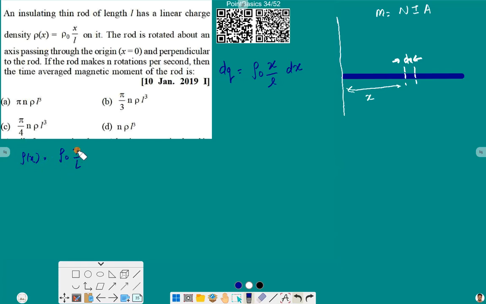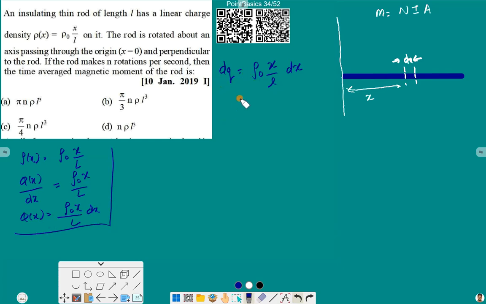Here this x is the distance from the center, and L is the original or total length, and this will be the total charge by the length of the element which we are considering here. So it will be something like this, and from this dq will be rho node x by L into dx. That's how we get this formula here. So we have the charge.